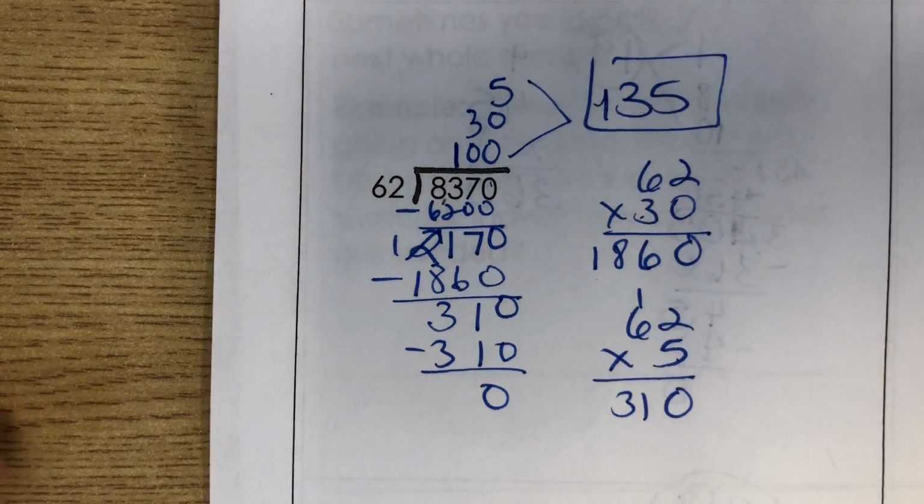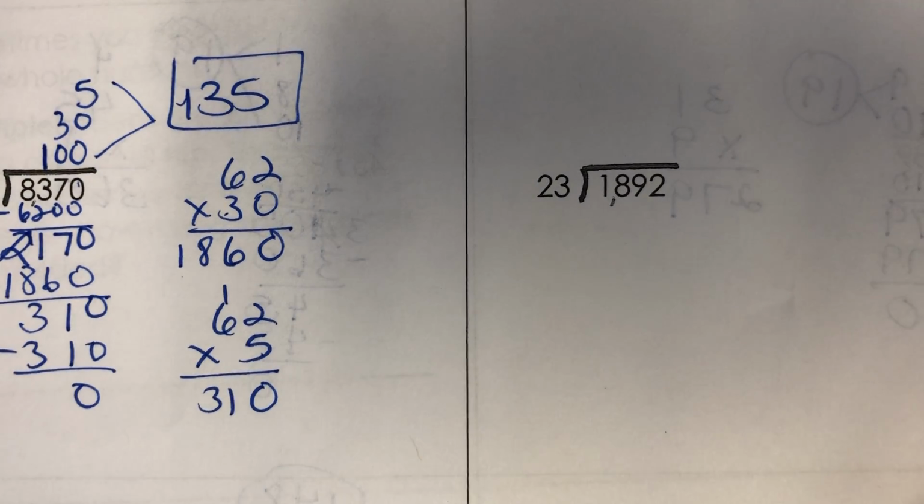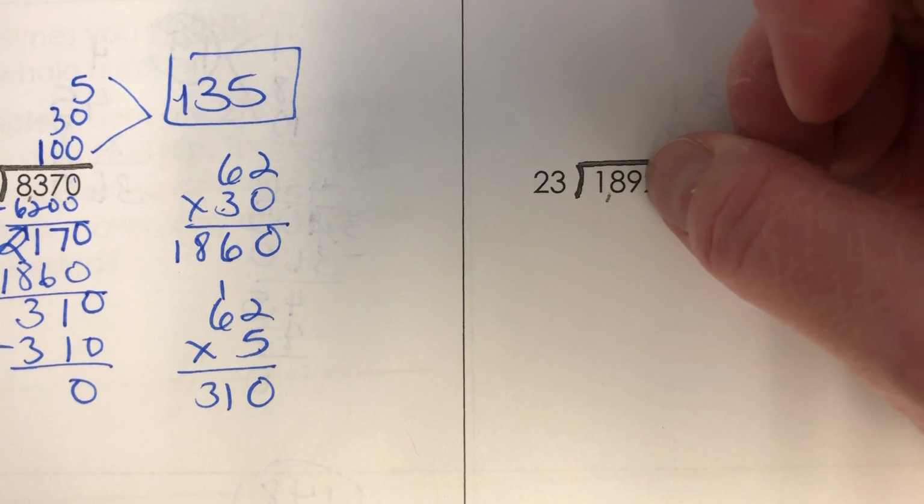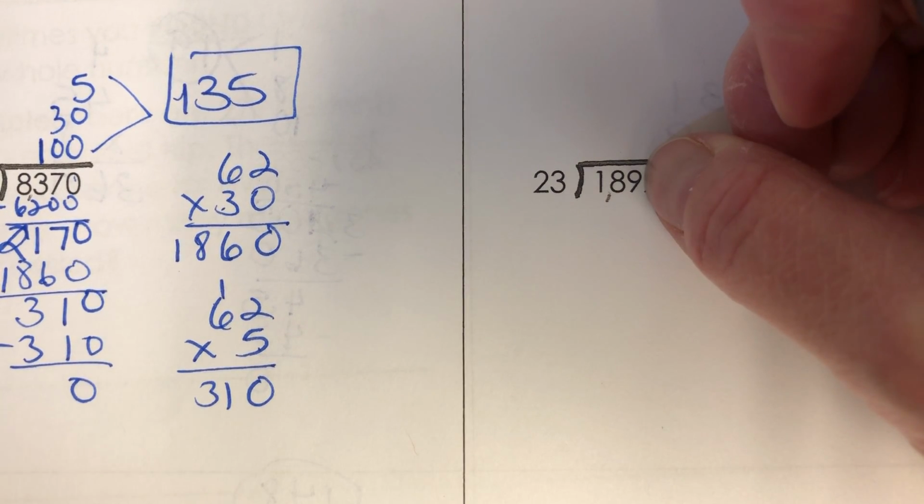All right, last one. If you haven't paused me yet, try it now. Pause it. See if you can get it. All right, 23 will not go into 1. It will not go into 18. It will go into 189. And you have to ask yourself, about how many times do you think?